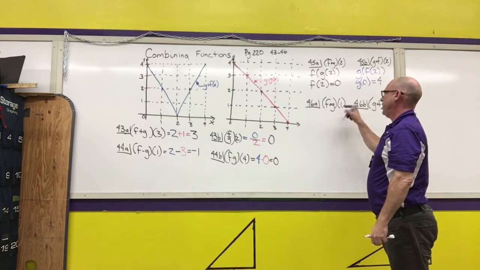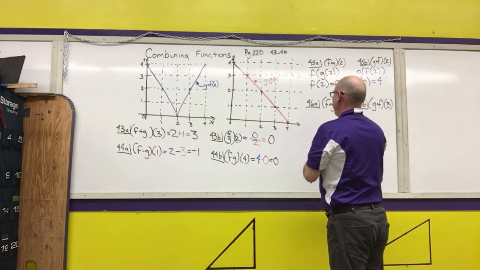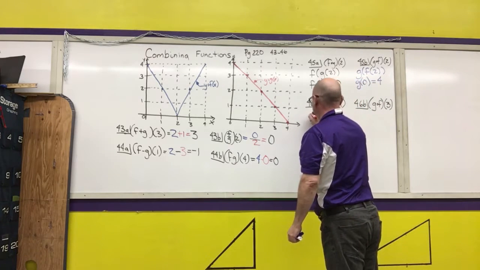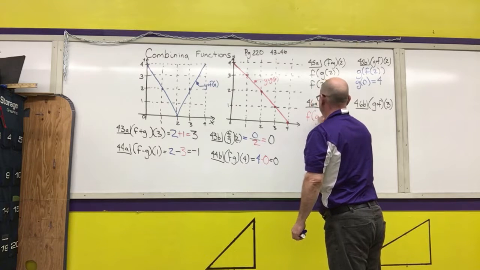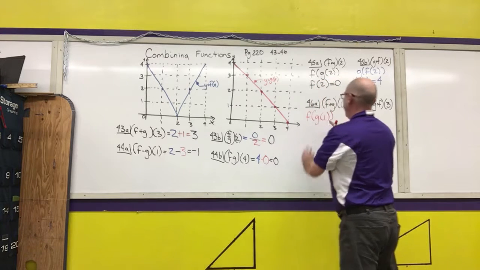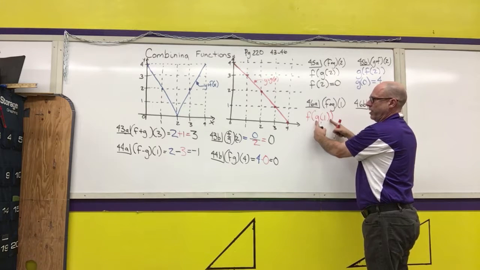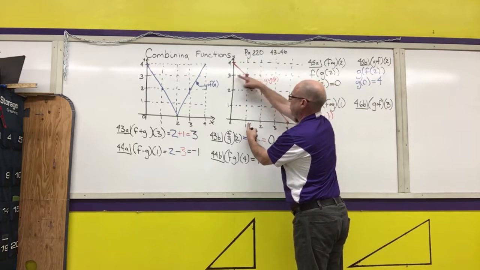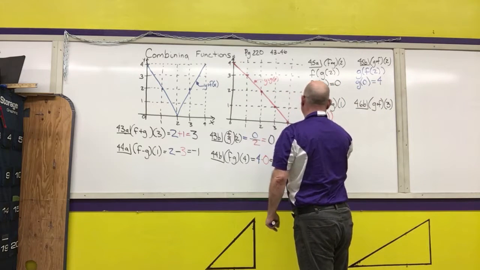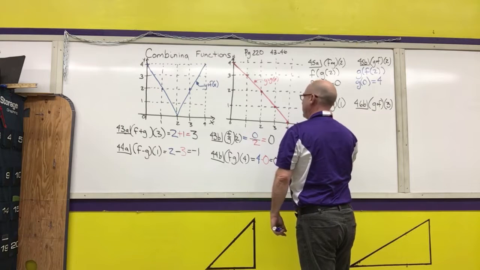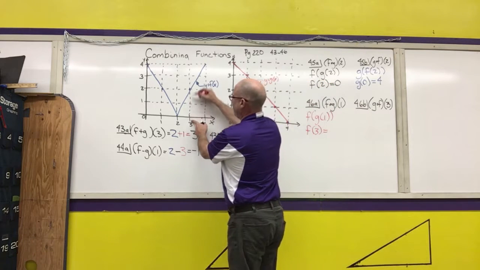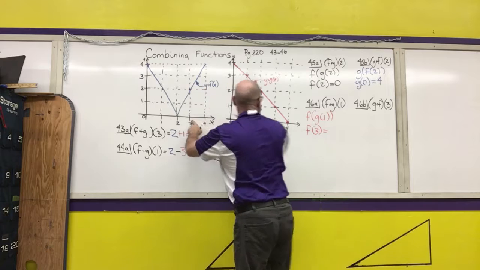Next, f of g of 1. I'm going to write that as f of g of 1. Going to now evaluate what g of 1 is. G of 1 is the number 3. So I now want to find f of 3. F of 3 is 2.